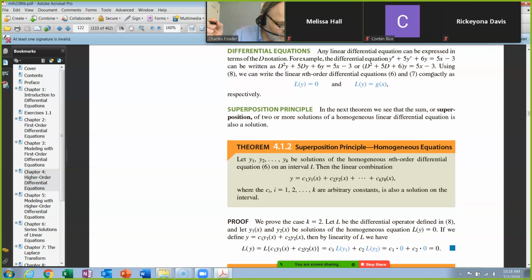That's up near the top of this page. That's that linear operator when they defined L. Okay, that's all it was. It says using 8, which defined that L for us, we can write that linear nth order differential equation.